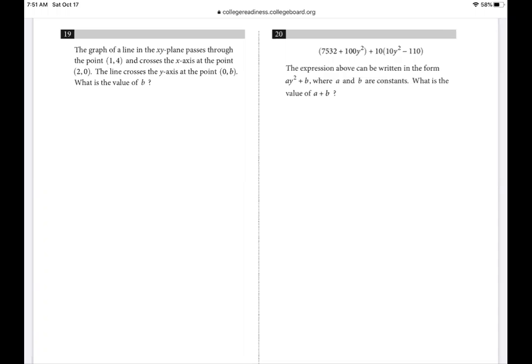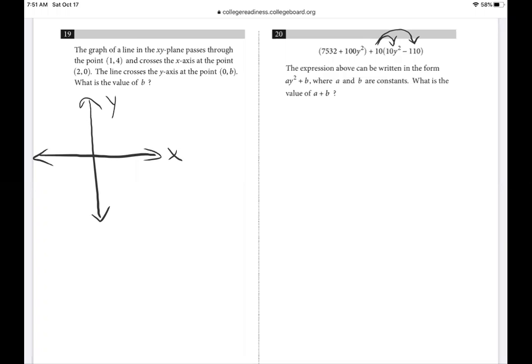Otherwise, for 19, one hint would be to just draw a graph, a coordinate plane. If you draw the x and y axis, you can figure this out by just looking at it if you plot the 2 points. For number 20, the hint is to simplify, simplify, simplify. You can distribute and then combine like terms. So now if you would like to pause and give these a try, I will go over them in more detail.